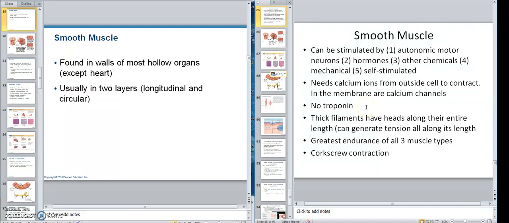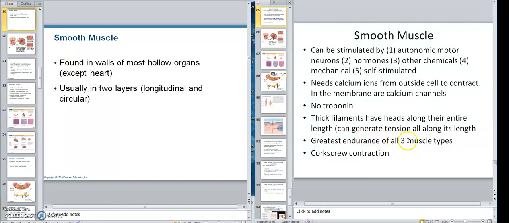Okay, no troponin. Remember in skeletal with an I, C, and T, you don't have that. If you don't have troponin, calcium is going to hook to something else called calmodulin. You still need calcium, obviously. The thick filaments have heads all along the entire length. With the others, it was only two heads per myosin. With these, you can still keep tension because you grab the next head on the same molecule.